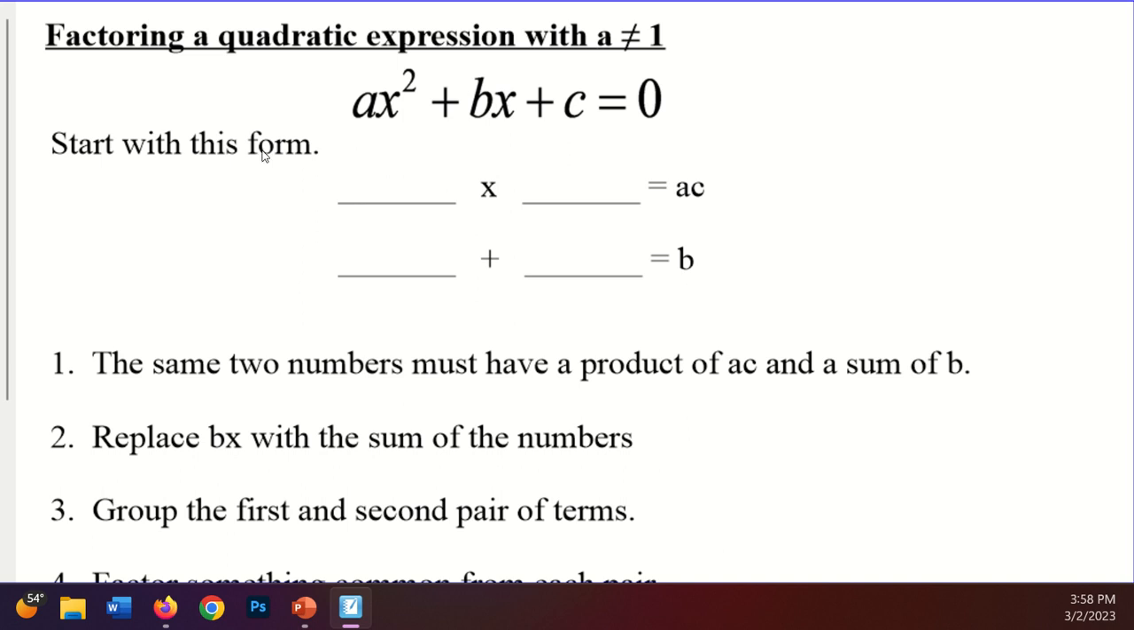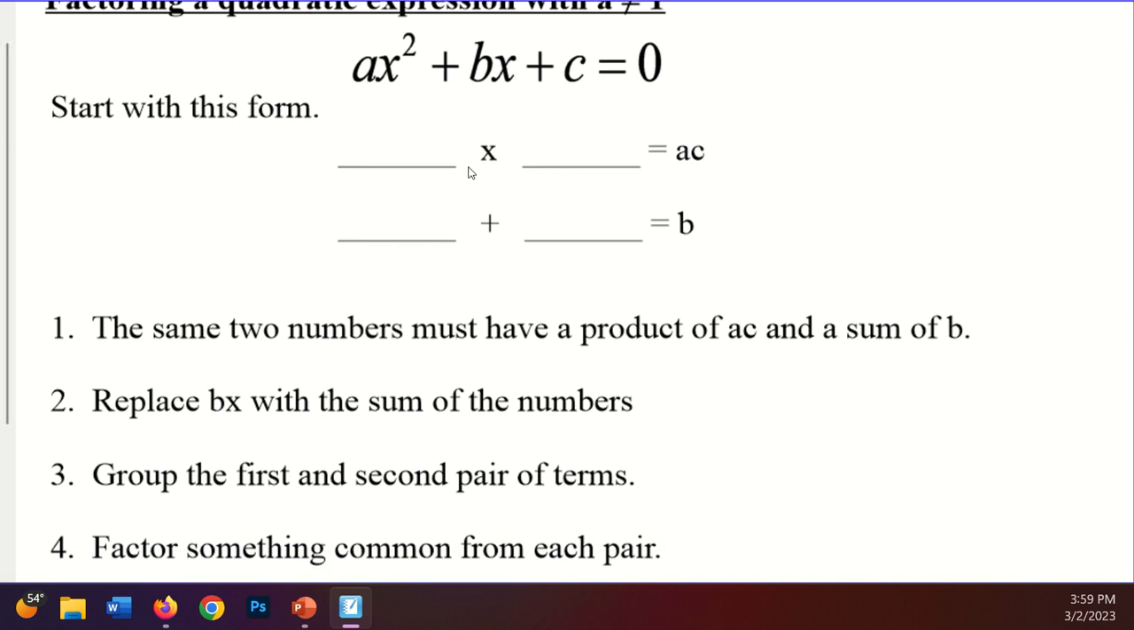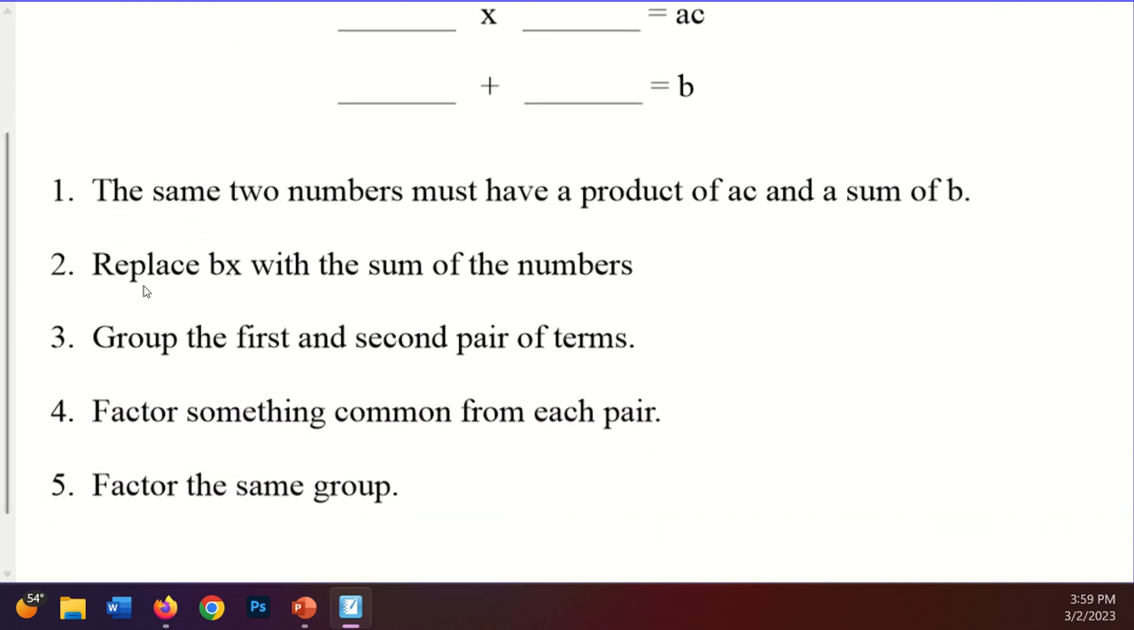Basically, if you have a quadratic where the a value is not equal to 1, you're going to multiply that a and the c, and then find two factors of that multiplication that also add up to the b in the middle. In both instances, these two numbers should be the same. Then we're going to replace bx with the sum of those values. They'll have x's in them as well.